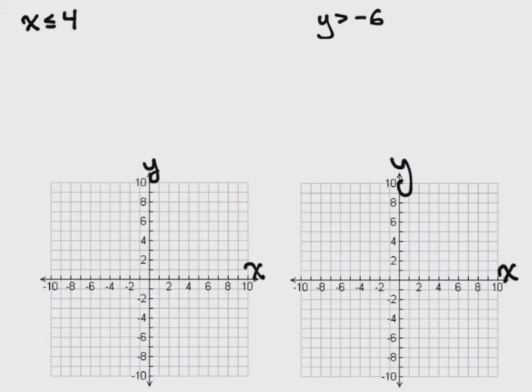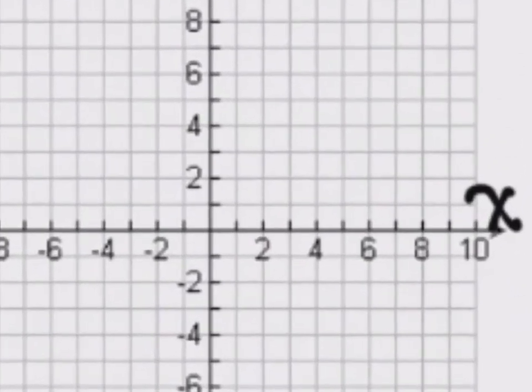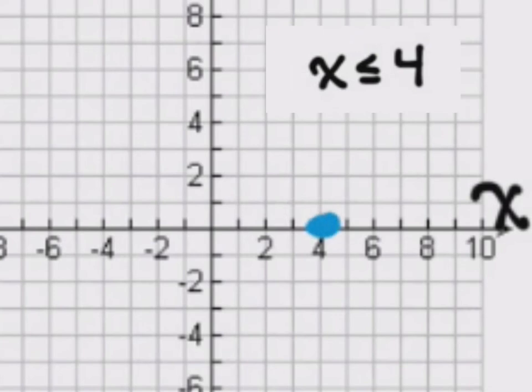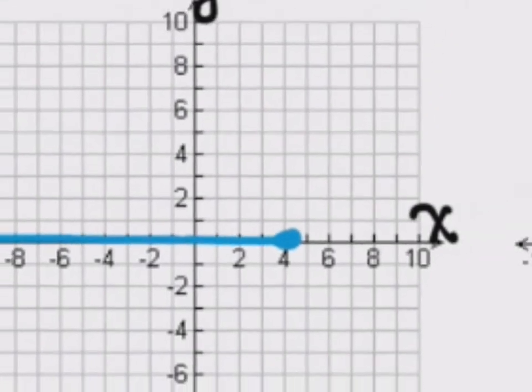So here are two interesting looking inequalities because each of them involve only one variable, but we're asked to graph them on a two-dimensional plane, which is usually for inequalities with two variables. So for x is less than or equal to 4, if we had just a one-dimensional number line, we would know exactly how to graph this. You put in a full circle at 4 and you shade to the left on the number line.